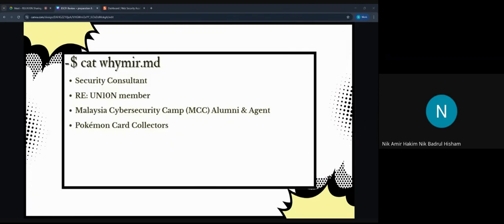So it's a bit about Wyman. Who is Wyman? Wyman is currently working as a security consultant. He's also part of the Reunion member, MCC alumni or Malaysia Cybersecurity Camp alumni for 2022, and also agent for 2024 and 2025, and currently collecting TCG cards, a Pokemon card collector. It's a bit about myself.